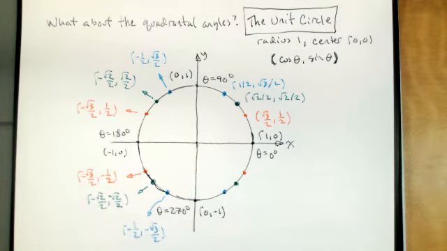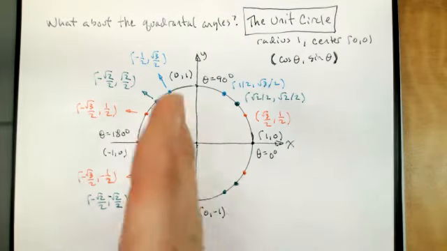Then when we get down to theta equals 270, we'll be at the point 0, -1. So cosine has gone from 1 at 0 down to -1 at 180. And then at 270, we're back up to 0. And then from 270 to 360, we'll go back up to 1.